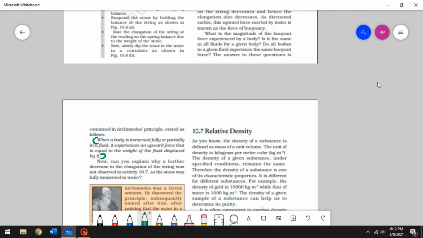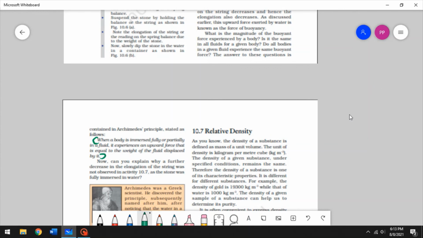What is it? The part of the immersed object, the part of the immersed body. So the immersed part of the body displaces a little fluid, and if you measure the weight of the fluid that is displaced by the immersed part of the object, regardless of whether the object is completely or partially immersed, that weight will be equal to the buoyant force that is acting upon that immersed object.